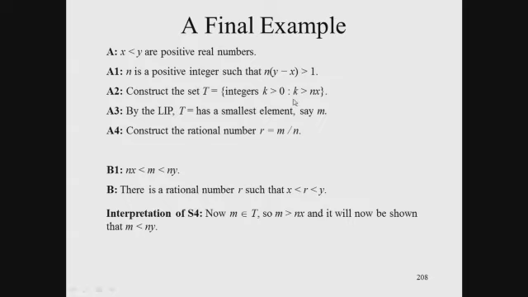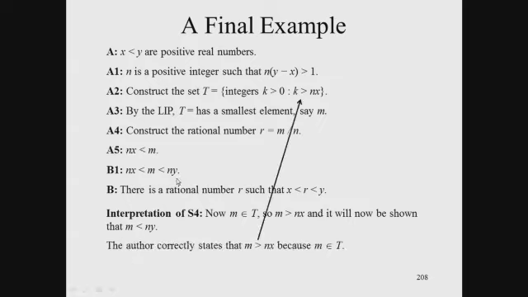M has to be greater than N times X. Bigger than N times X, and that's exactly what the author is writing here. M is bigger than N times X because M is in this set. And that gives us already this strict inequality here. Then the author says we still have to show that M is less than NY. And so again, the rest of the proof, I hope, is oriented around showing that M is less than NY.